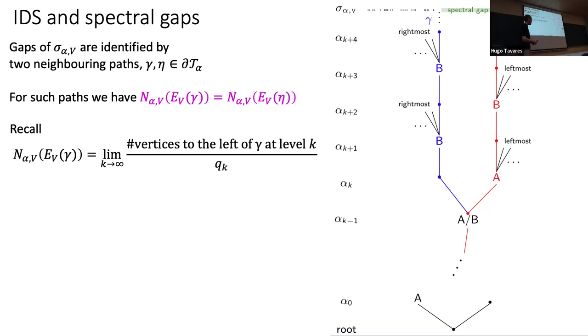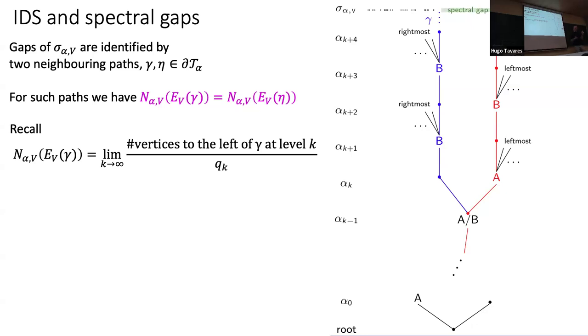Why? So what is the IDS? Here I count how many points I have to the left of this one, or how many points I have to the left of this point. What is the difference? One. And one here, and one here. But this difference is divided by qk that goes to infinity. So in the limit, this value is the same. So really, that's why they are equal. And if they are equal, that's it. We found that this is really a spectral gap that is open.